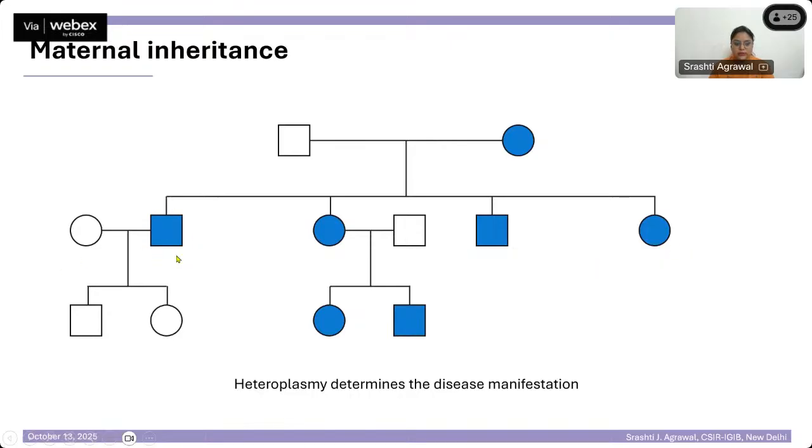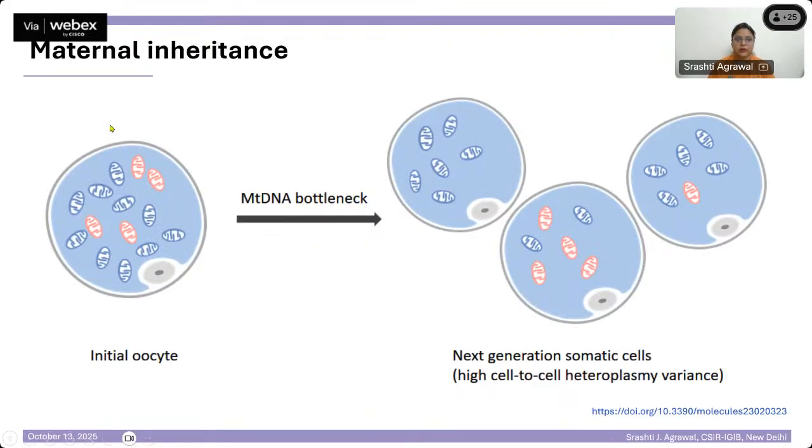However, here, since a male was affected and the male's mitochondria do not get transferred to the progeny, the progeny of this affected male would be healthy. However, for this female, the progeny would not necessarily be healthy. So the disease manifestation here does not depend upon autosomal recessive or autosomal dominant or things like that. It depends upon the heteroplasmy. Heteroplasmy is basically the load of variant DNA present in the mitochondria.